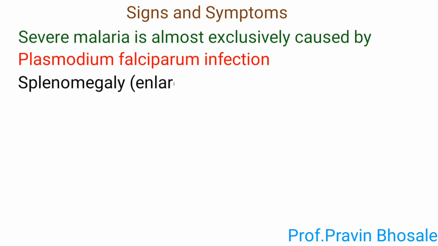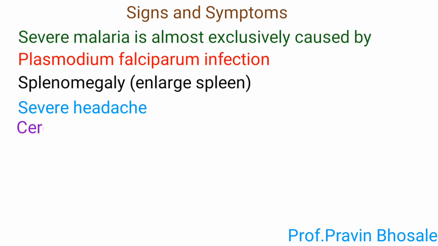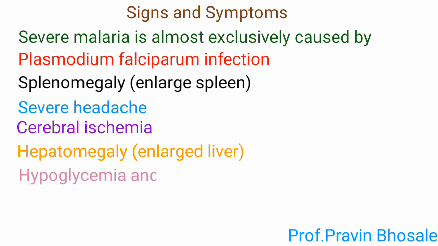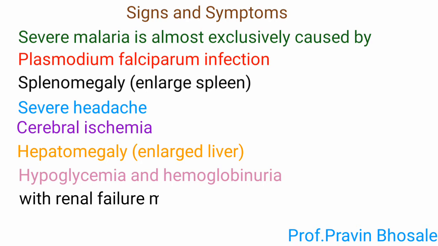Splenomegaly, enlarged spleen, severe headache, cerebral ischemia, hepatomegaly, enlarged liver, hypoglycemia, and hemoglobinuria with renal failure may occur.